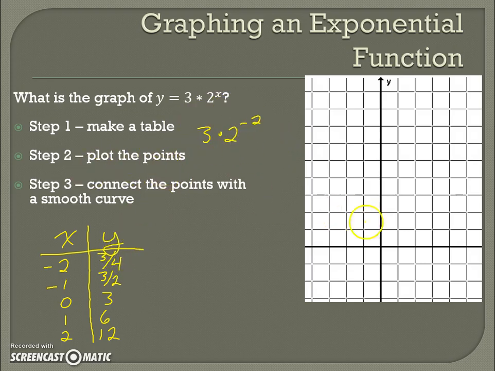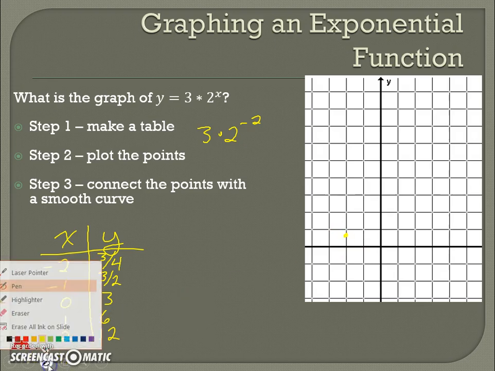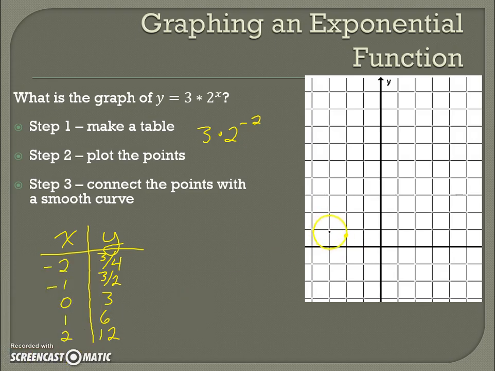It says plot the points then. So here I have -2 and 3/4. All right, so that's going to go, let me change my color here so that you can actually see it. So 3/4 is roughly right here. Then I have -1 and 3/2, which is the same as 1.5. Then I have 0 and 3, so there we go. And we kind of start seeing a curve here.